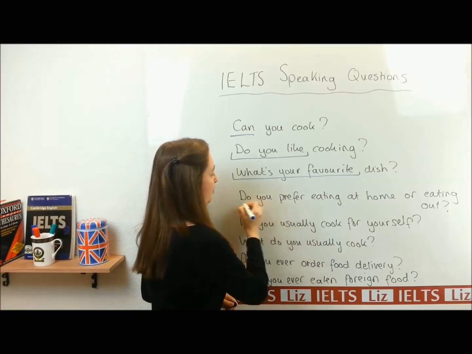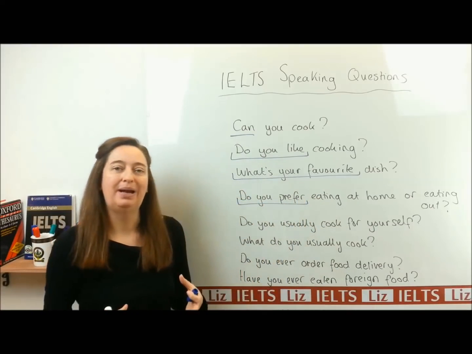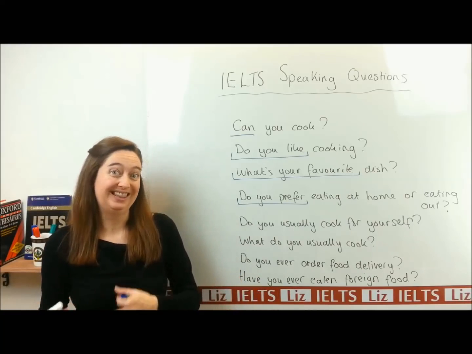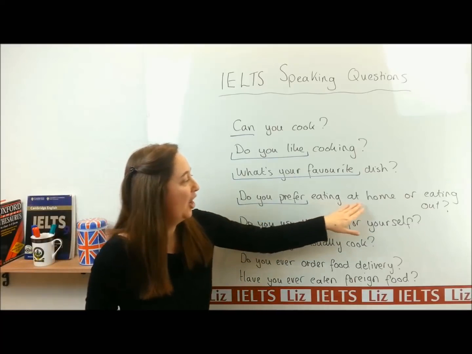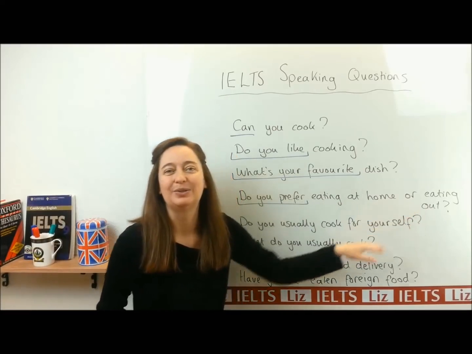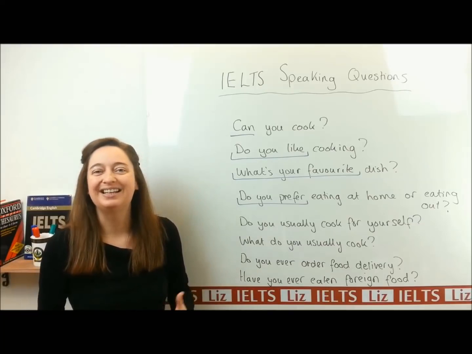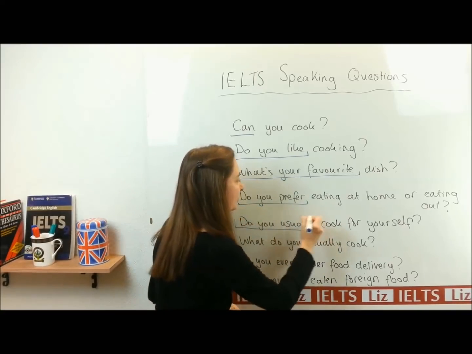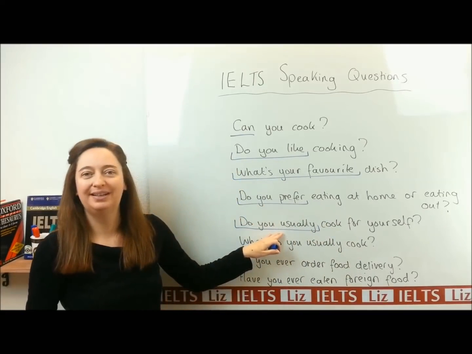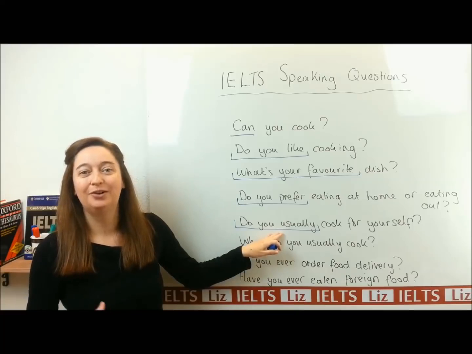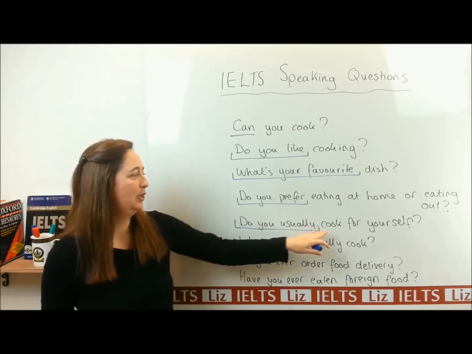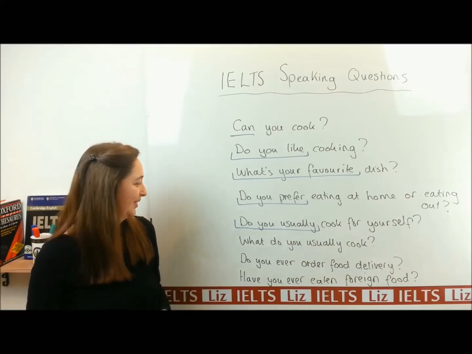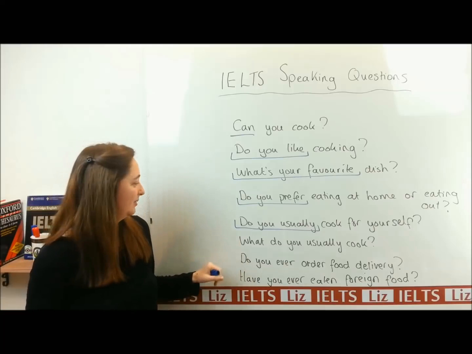Another one is preferring. So this is all about preferences. Do you prefer this or do you prefer this? So do you prefer eating at home or do you prefer eating out? You need to choose one and explain your preference. We've also got do you usually. So this is about your common habits, what you do frequently. So do you usually cook for yourself? And you need to answer yes or no. And again, add more information.